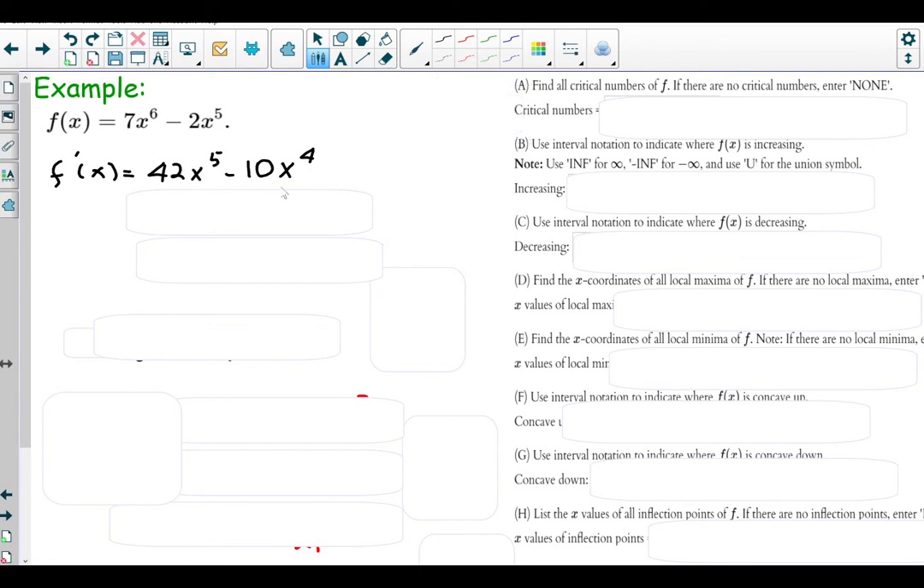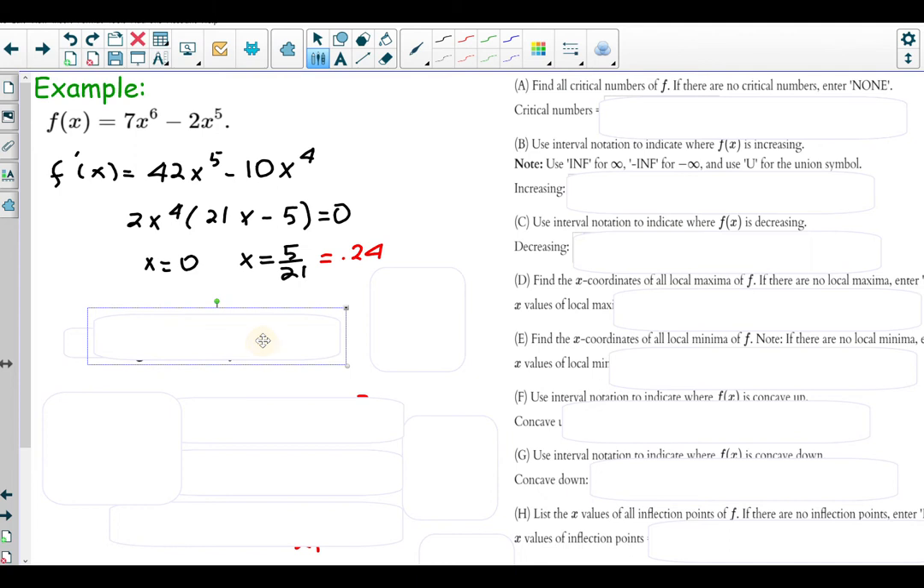Notice that we can take out 2 times x to the 4 from both of these. So take out 2 times x to the 4. You will have 21x from the first piece and just a 5 from the second piece. And if you set each one separately equal to 0, this first part will give you x equals 0. The second part, if you set 21x minus 5 equal to 0, x is 5 over 21, or 0.24 to be exact.